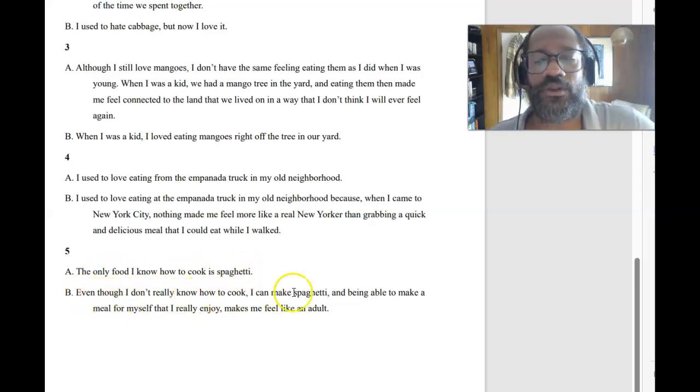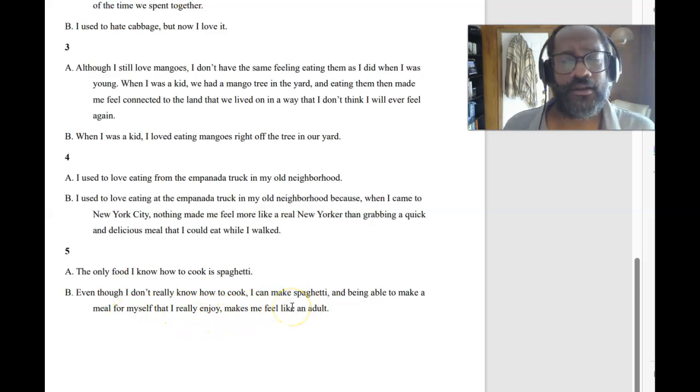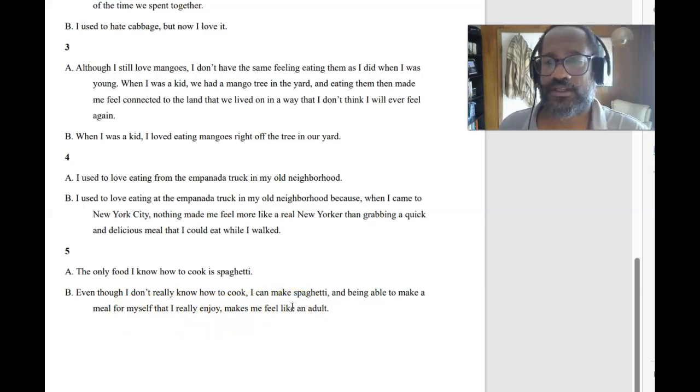But if we say, even though I don't really know how to cook, I can make spaghetti, and being able to make a meal for myself that I really enjoy makes me feel like an adult. It's a very different kind of thing here, right? Not just saying that that's the only thing I know how to cook, but here's what this food says about me, right? Here's what it says about my relationship to myself, how I feel in terms of being an adult, and so that becomes something that we can potentially prove here, and we're going to provide some more evidence for that.